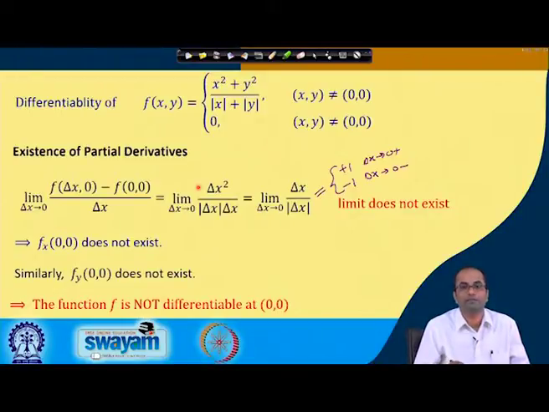And in this case, showing the non-existence of one of the derivatives is enough to tell that the function is not differentiable, because the necessary condition for differentiability is the existence of both the partial derivatives. So, if this f_x does not exist, there itself we can tell that the function is not differentiable, though in this case both the derivatives do not exist, and hence the function is not differentiable.